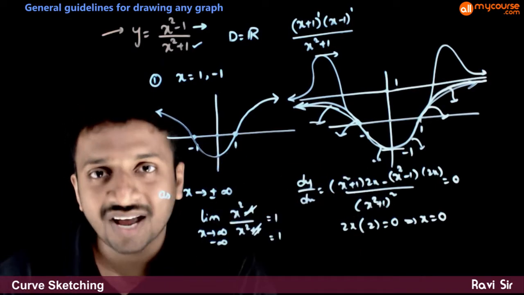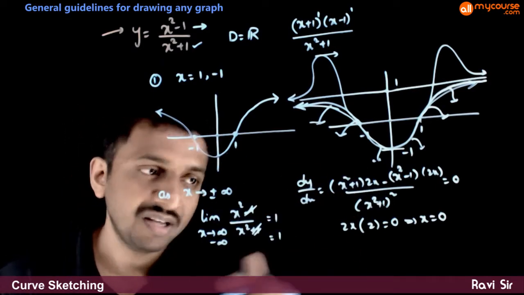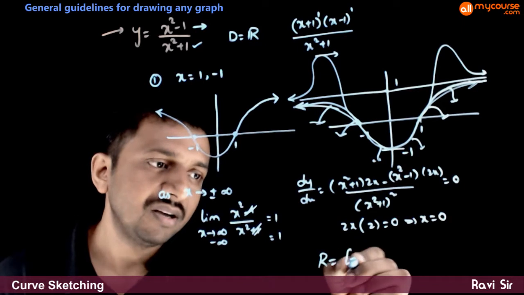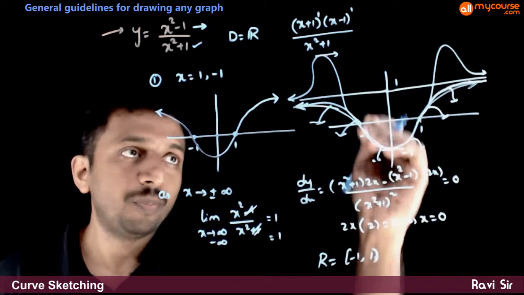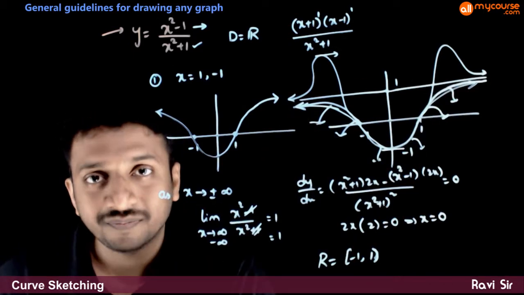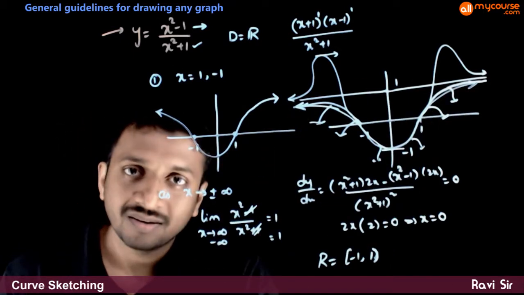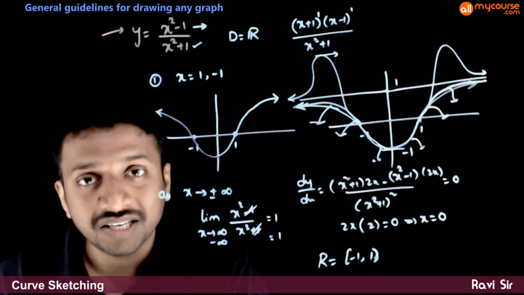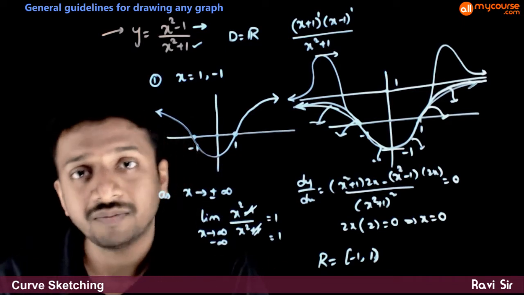Once you draw the graph, you can also find the range very easily. What is the range of this? Closed −1 to open 1, because it is asymptotically going to 1, so it will never be equal to 1. Once you understand curve sketching, finding the range becomes very easy.